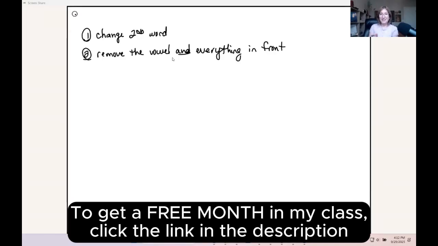So I'm not done. There's 4 steps. So if you're going to change the second word, these 2 things have to be done together, right? So you're going to change the second word, and then how are you going to change it? You're going to remove the first vowel and everything in front of it. Next, 3. You're going to replace what you removed with an apostrophe.